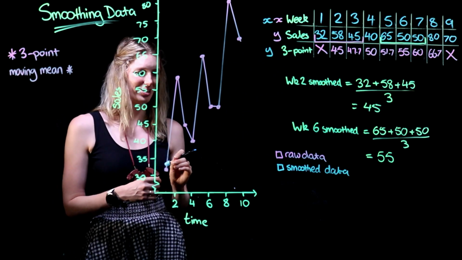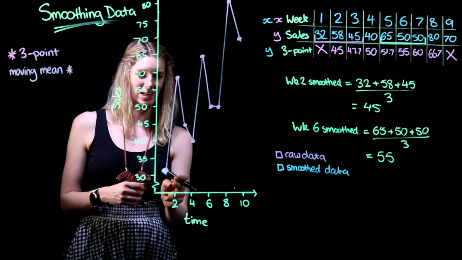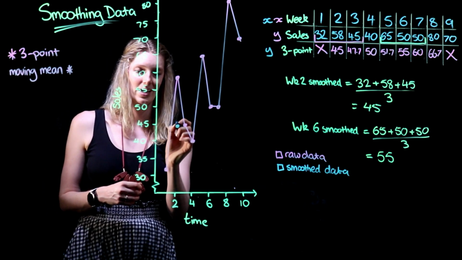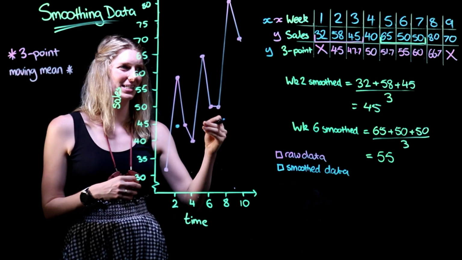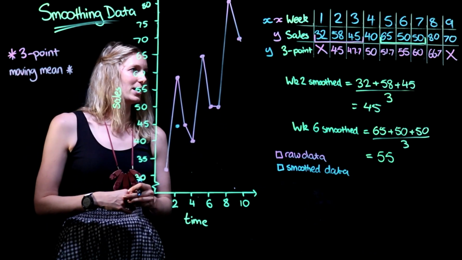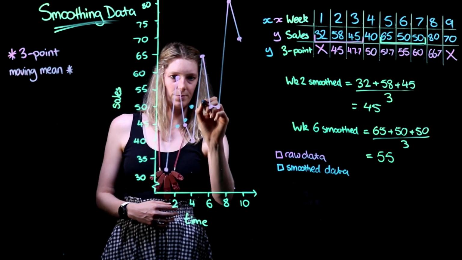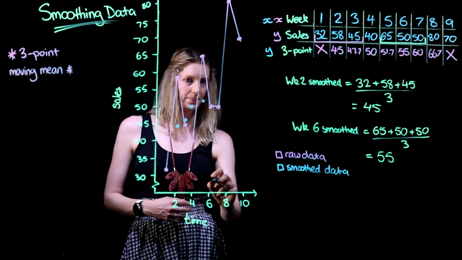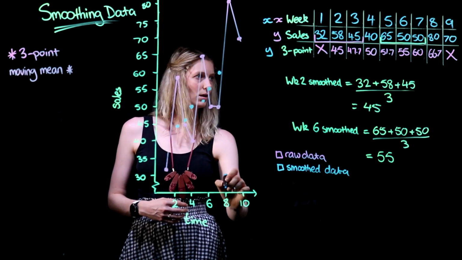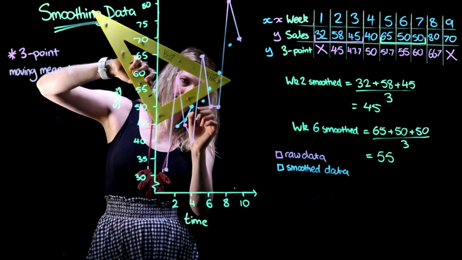Also remember that the first data point is not going to start here at week 1, it's going to start at week 2. So let's go ahead and complete the same process for our 3-point moving mean. So 3 is 47.7, 4 is 50, 6 is 54.7, 7 is 66.5, 7 is 68, 8 is 66.7. Okay, now we're going to plot these points.